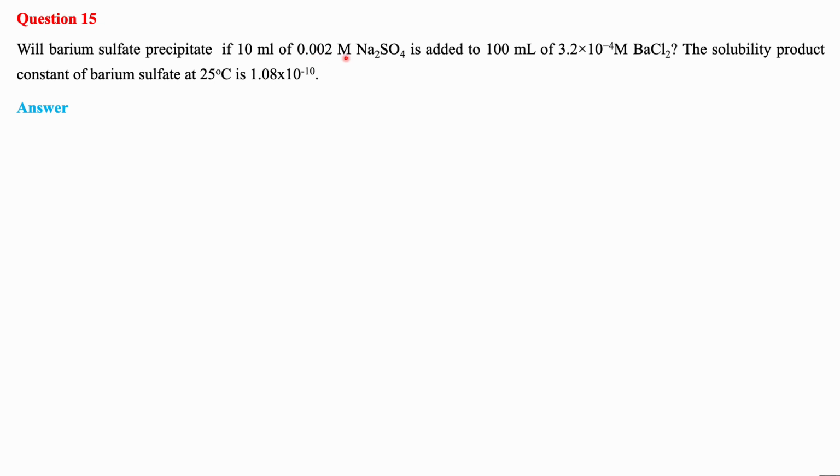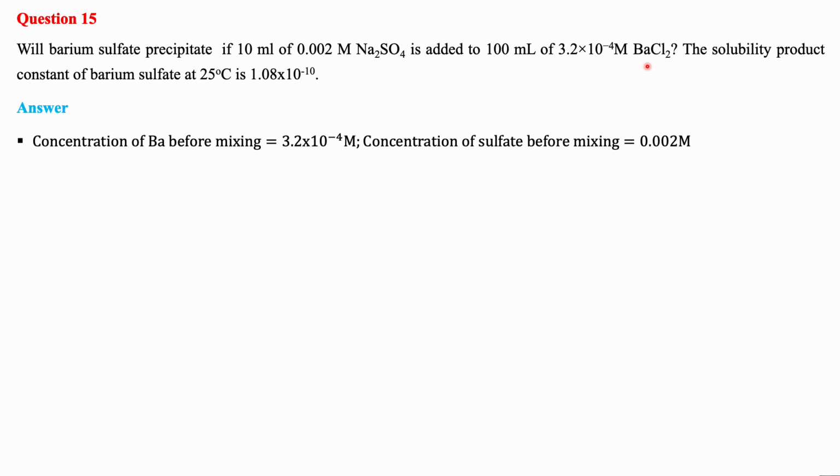Here also you get the moles of barium. Here also you get the moles. From this one, 10 milliliters times this concentration, you get the moles of sulfate. And here we get the moles of barium by multiplying the volume with the concentration. Then after getting the moles of sulfate and the moles of barium before mixing, you determine their concentration after mixing.